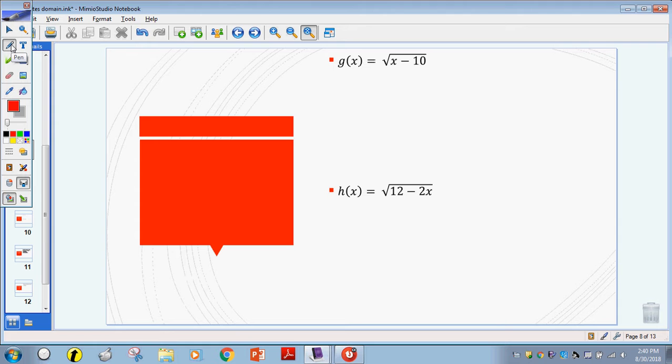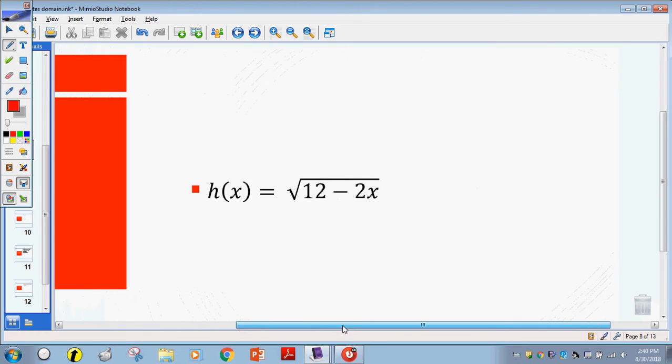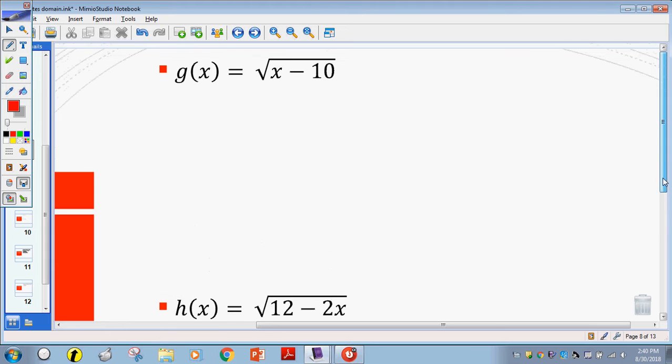So what I would like you to try, using your notes from yesterday and a neighbor. You're going to do g of x equals the square root of x minus 10, and you're finding its domain. Remember, first step is to set it up. Second step is to solve for x. So set it up, solve for x.